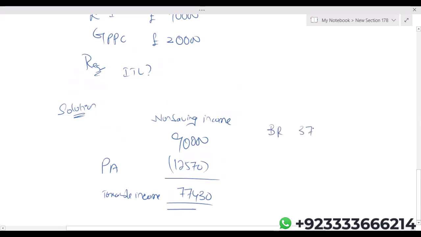Normally, the basic rate band is 37,700. Now it will increase by the 20,000 gross PPC. The higher rate band ends at 125,140, but it will also be increased by the gross PPC. So 37,700 plus 20,000. The basic rate limit is now 57,700.